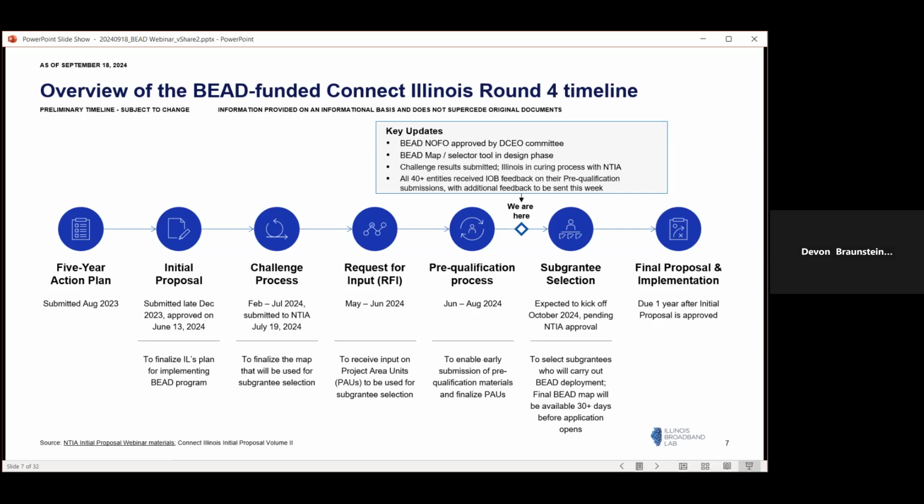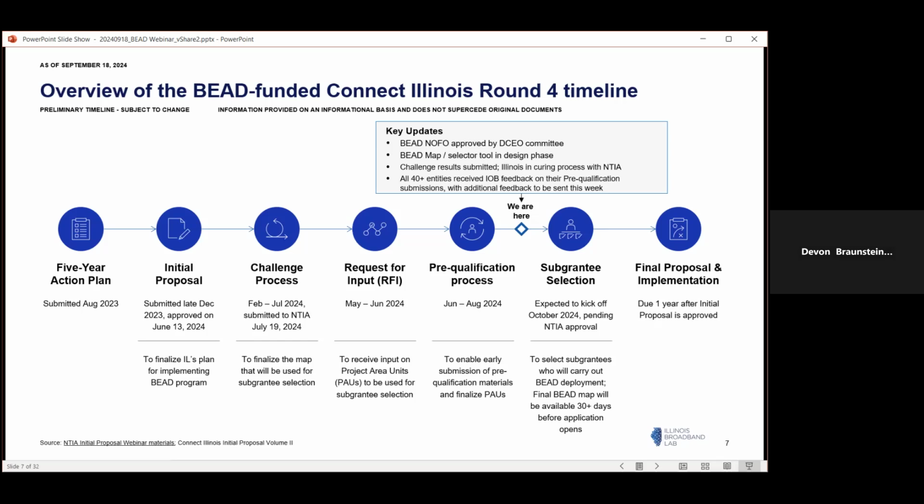We are also getting ready to hopefully demo our BEAD map slash project area unit selector tool in the coming few weeks. This will be a new version of the challenge map, but it'll have the final eligible locations split up into project area units, and folks will have the ability to select different project areas, put them in their shopping cart, download them, play around with that map, indicate must-have PAUs, and look at counts within each PAU. I will be excited to share that once it is ready and in good shape.